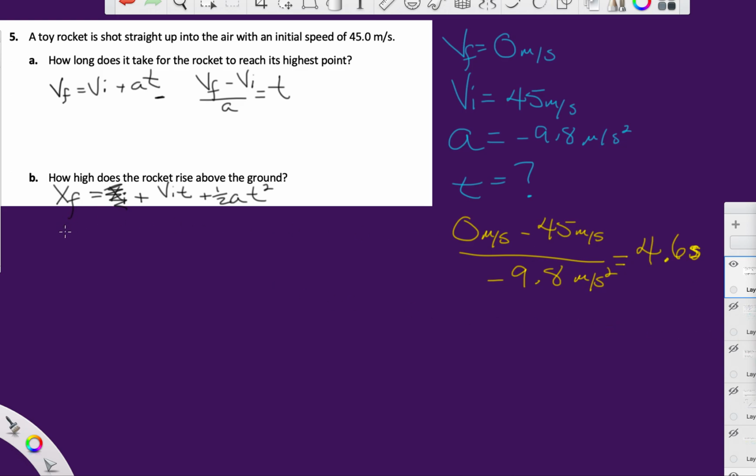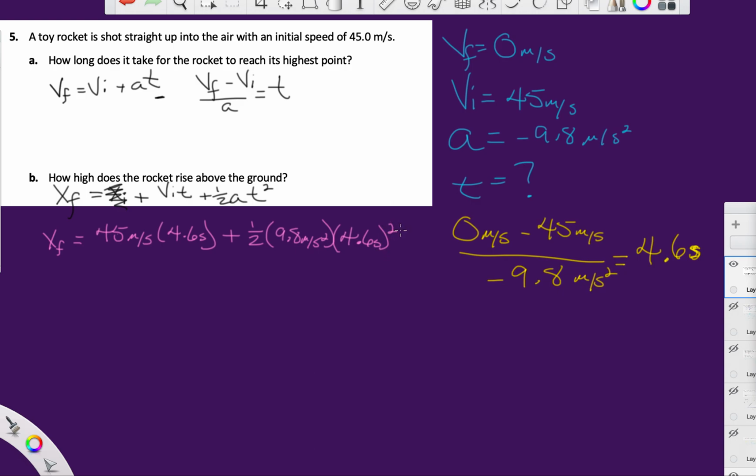Let's use this color here. So I want to know what my top height is, and let's just start using that. 45 meters a second times my 4 6/10 seconds plus 1/2 times 9.8 meters a second squared times 4 6/10 seconds, and square that, right?